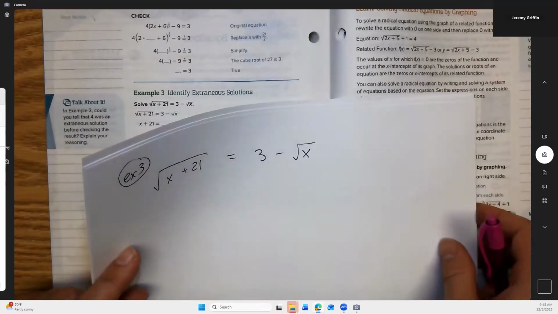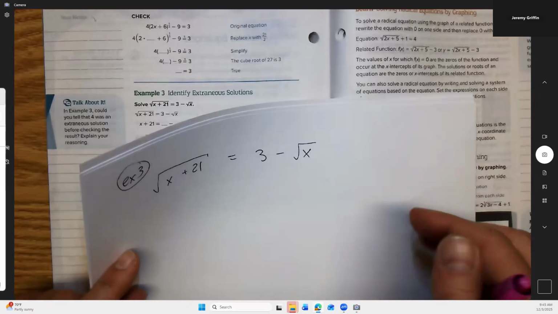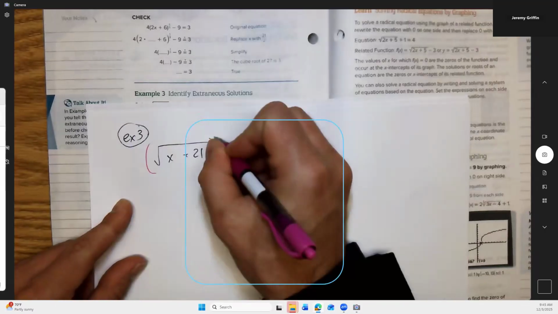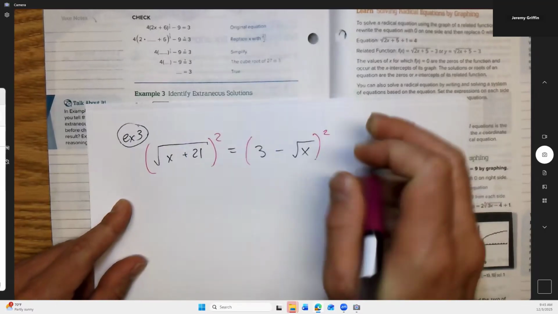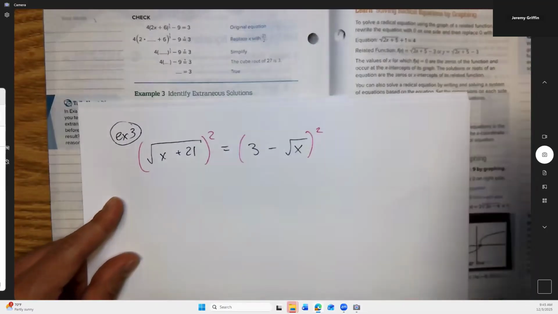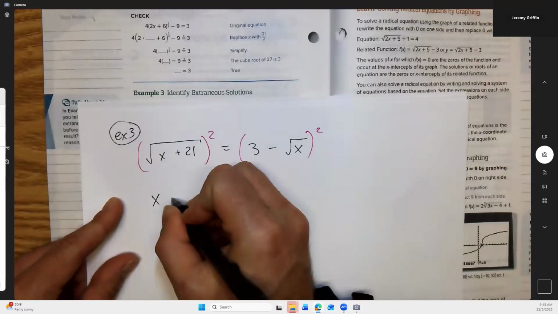I'm gonna maybe square both sides and see what happens. Yeah, let's do it. Let's square both sides. Okay. Now the right side. I guess the right side, isn't this something you have to FOIL? Like the left side obviously would be x plus 21.